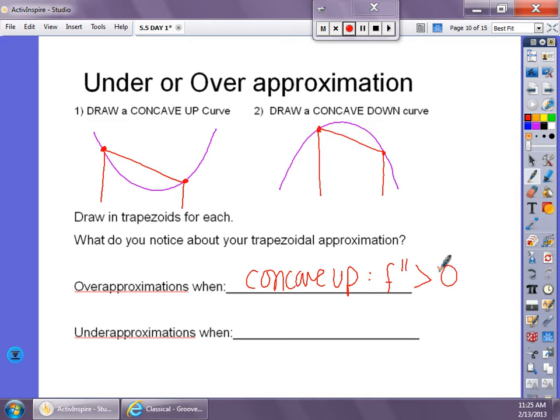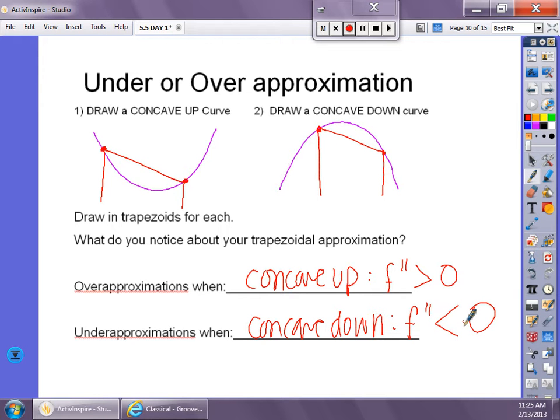And then obviously your under approximation, my trapezoid is under the curve, is when it's concave down. And I should say that I will never accept the reasoning of it's an under approximation because the trapezoid is under the curve. I will never accept that. That's not considered calculus based.